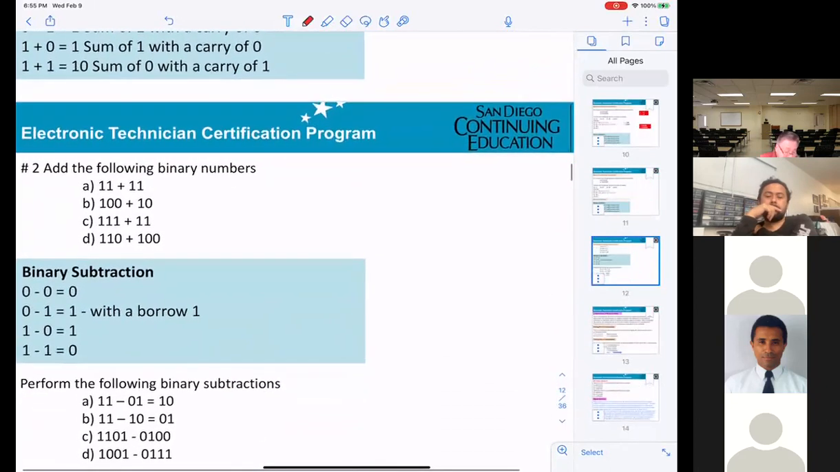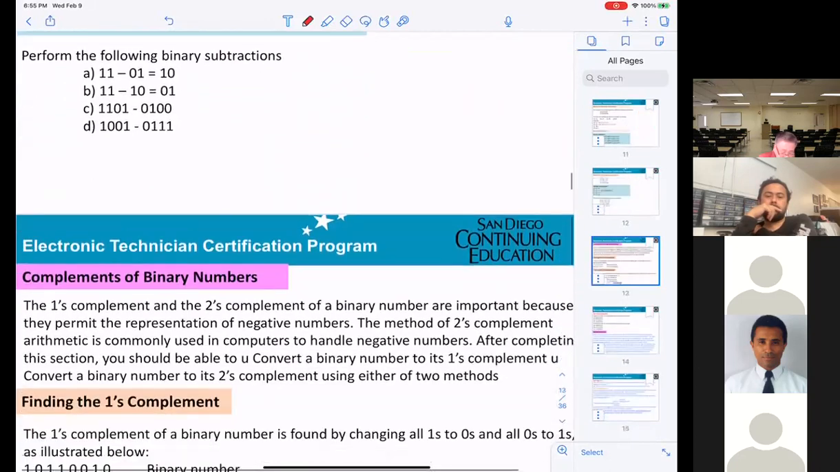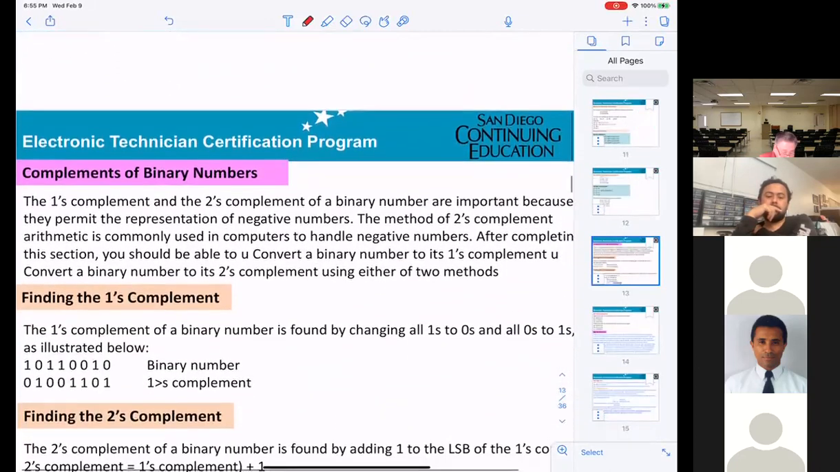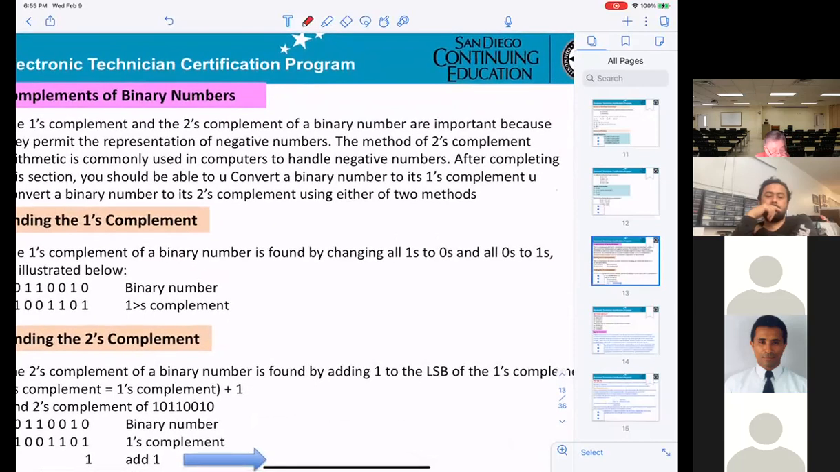Okay, this is binary subtraction. Go through that two-part. Okay. Then this one we'll be talking about what's inside the computer in order to deal with positive and negative.